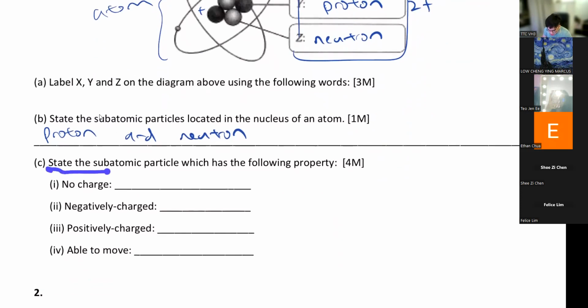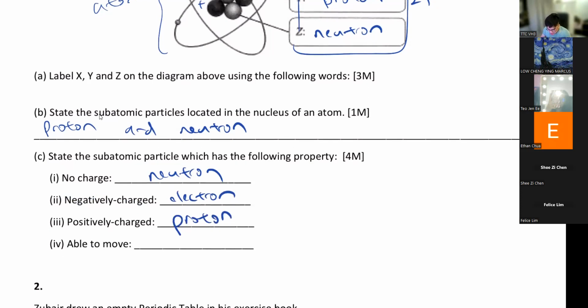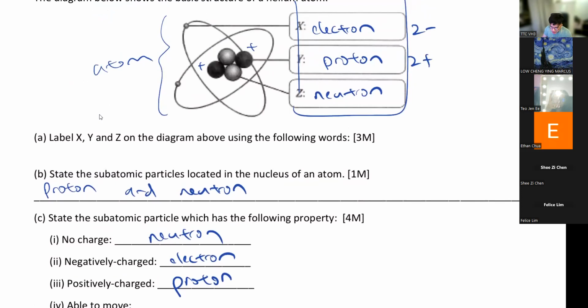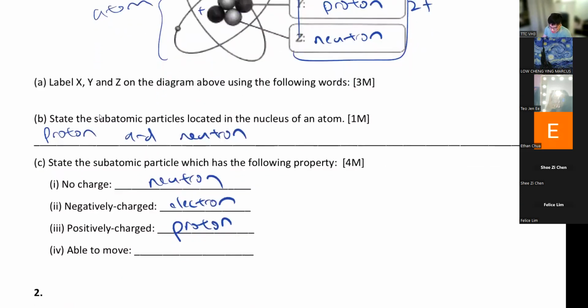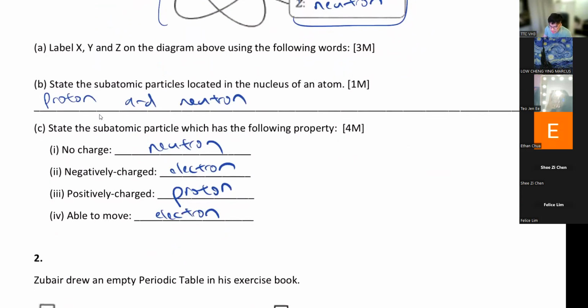And state the subatomic particles which have the following property. Okay, who has no charge? Who is neutral? Neutron. Neutron is neutral. You see how it works? And then negatively charged is your electron. Positively charged is your proton, because pro is positive. Positive charge. Able to move, there's only one guy moving here. That would be your electron. Only electron is movable.